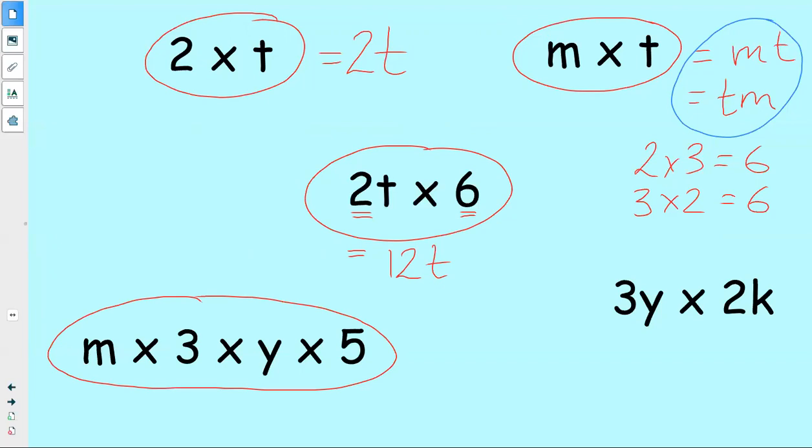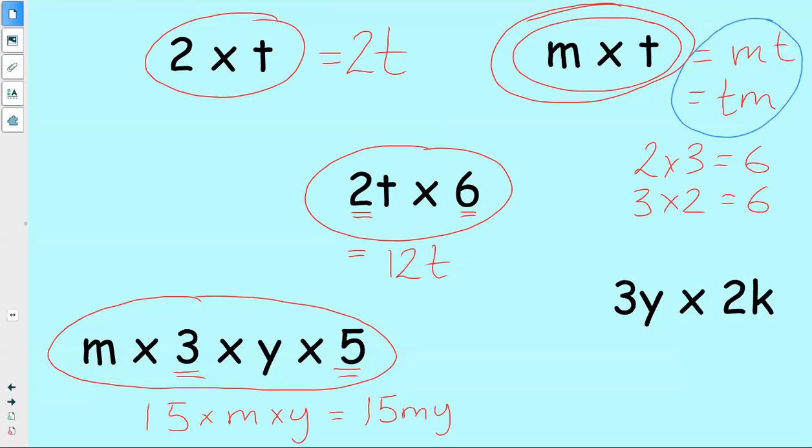This one down here. Let's look at the numbers first. So we've got 3 multiplied by 5, which is 15. And then your 15 is multiplying by your M and your Y. But think about up here, when you were doing your M times your T, what did that give you? So your answer is 15MY.